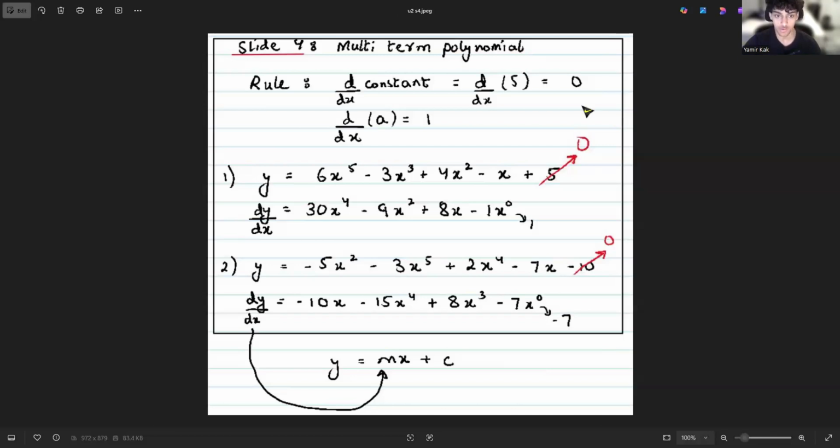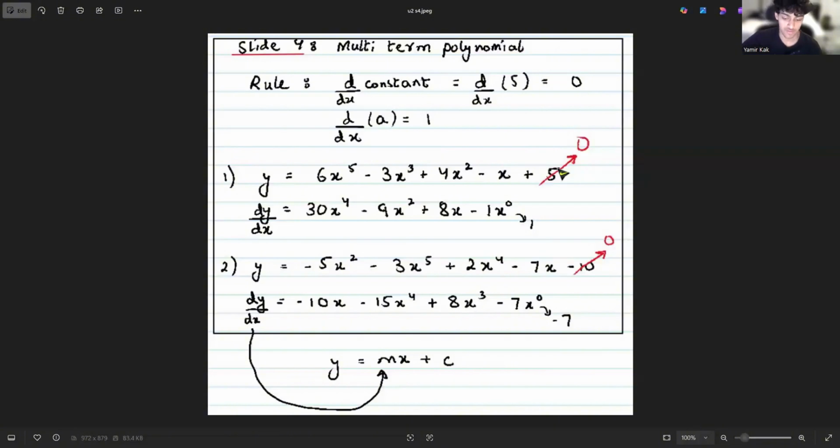And now we include our power rule as well, which we saw in the previous slide. So now when we differentiate a polynomial, we'll look at this equation: y equals 6x to the power 5 minus 3x to the power 3 plus 4x squared minus x plus 5. To find the derivative, it would be dy over dx. So we would apply the power rule. For 6x to the power 5, using the power rule, we multiply 6 by 5 and reduce the exponent by 1.